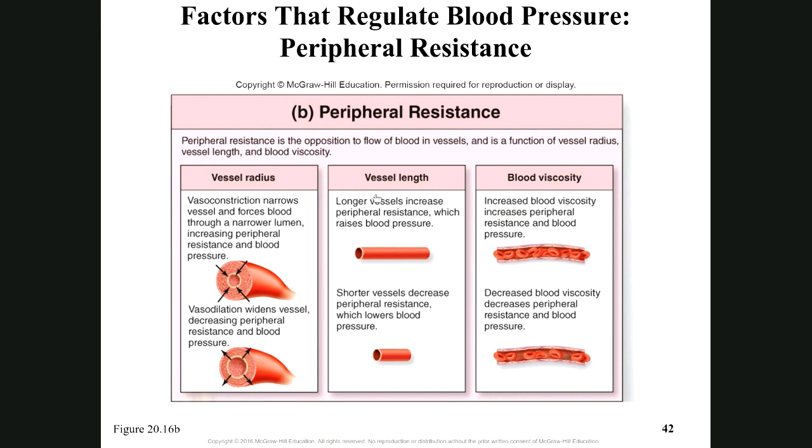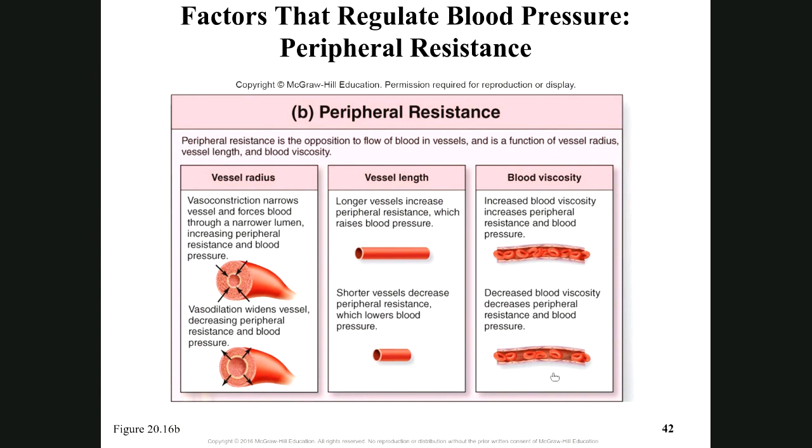The vessel length. A longer blood vessel can increase the resistance and the blood pressure goes up, and I talked about it in obesity. And a shorter blood vessel can decrease the resistance and it lowers the blood pressure. And the blood viscosity. When the blood viscosity increases, the resistance and the blood pressure increase. The blood cannot move easily. It cannot flow smoothly in our blood vessels. And when the blood viscosity decreases, the resistance decreases and the blood pressure decreases too.